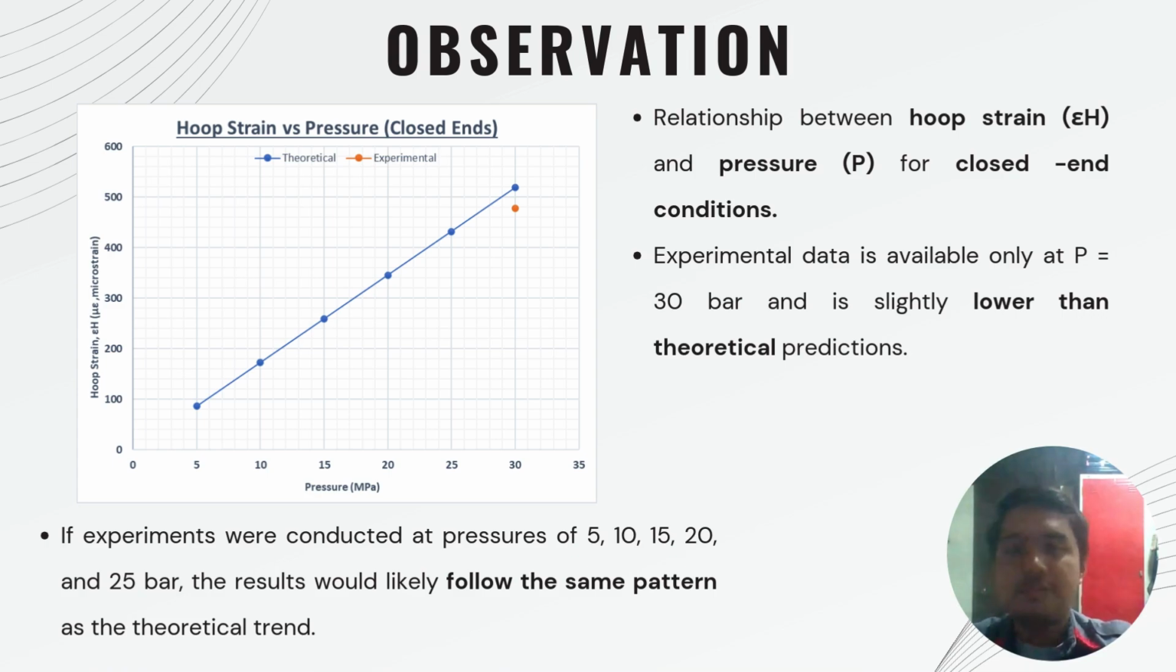Next, this is a graph of hoop strain versus pressure for the closed-end condition. For this specific data, the experimental data is only available at a pressure of 30 bar, and it is slightly lower than the theoretical prediction. If the experiment were conducted at pressures of 5, 10, 15, 20, and 25 bar, the result would likely follow the same pattern as the theoretical trend.